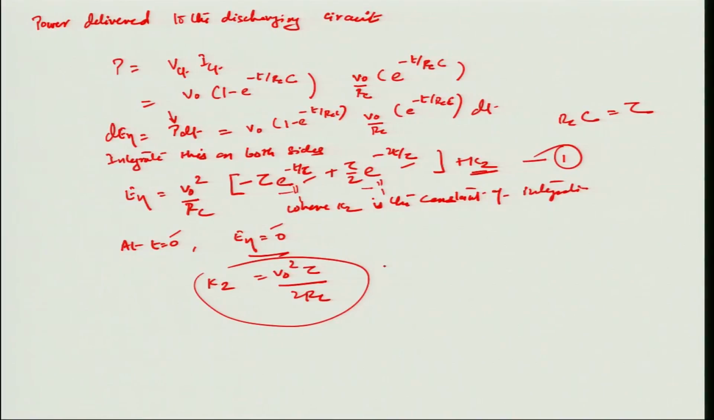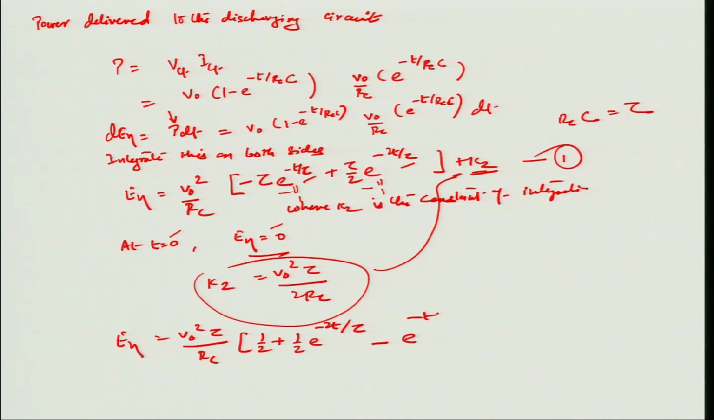So if I substitute this back into this equation here, the En final formulation can be written as V0 square by tau into RC times of 1/2 plus half e to the power of minus twice t by tau minus e to the power of minus t by tau. So that is going to be the total energy transfer between the input circuit, the charging circuit, and the discharging circuit.